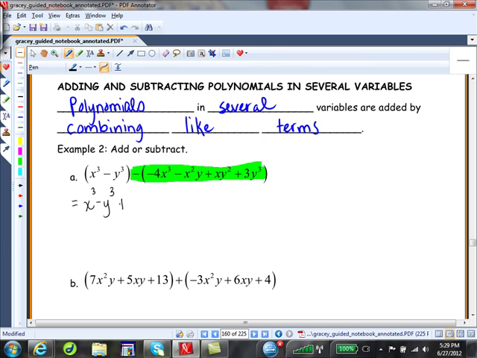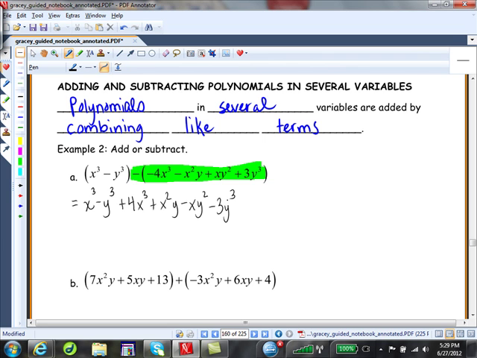Minus a minus is plus 4x cubed. Minus a minus is plus x squared y. Minus a plus is minus xy squared. Minus a plus would give us minus 3y cubed.